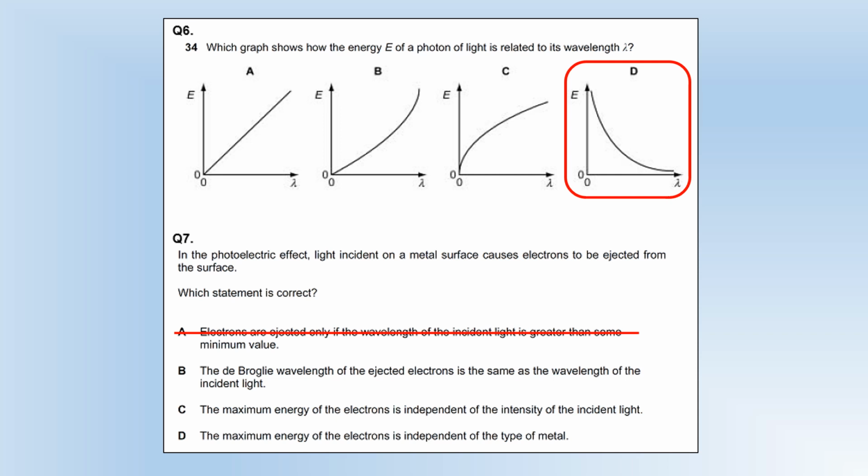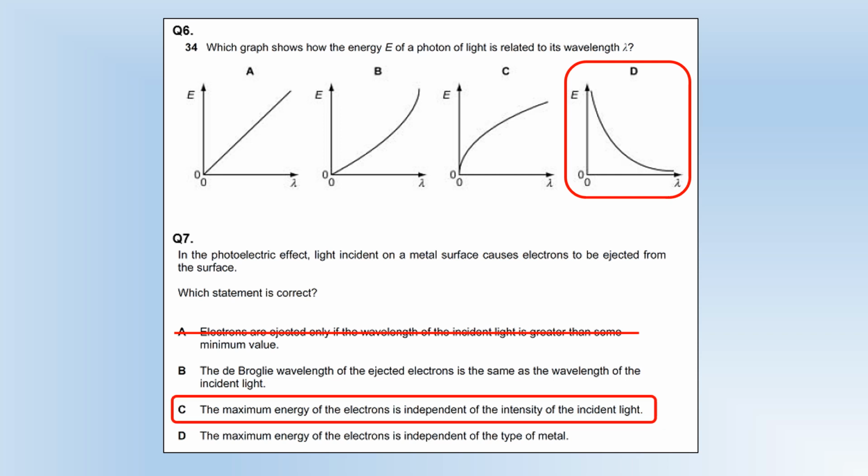The maximum energy of the electrons is independent of the intensity of the incident light. That is true. Energy is not tied to intensity. Maximum energy of the electrons is independent of the type of metal. No, different metals have different work functions, so that's not true. That is not independent. So I'm going to go with statement C.